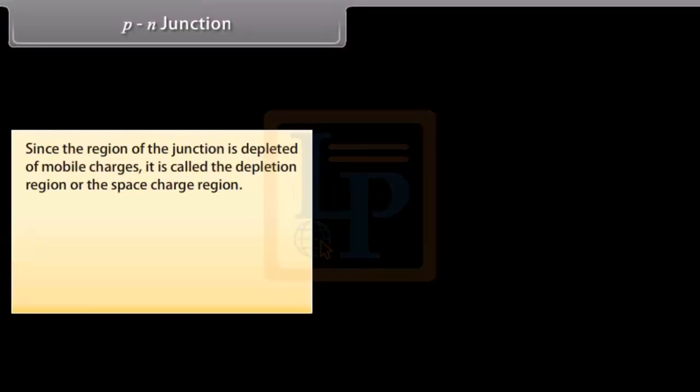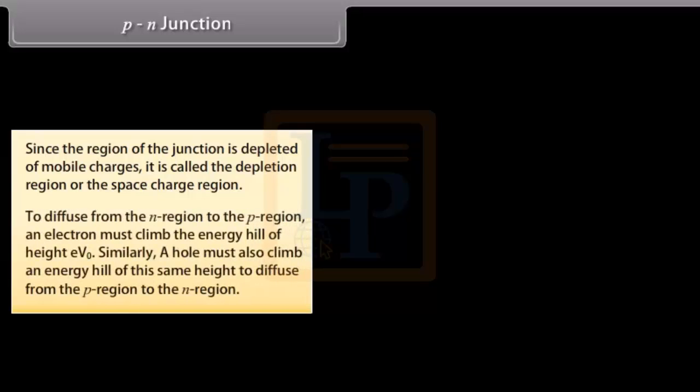Since the region of the junction is depleted of mobile charges, it is called the depletion region or the space charge region. To diffuse from the N region to the P region, an electron must climb the energy hill of height eV0. A hole must also climb an energy hill of the same height to diffuse from the P region to the N region.